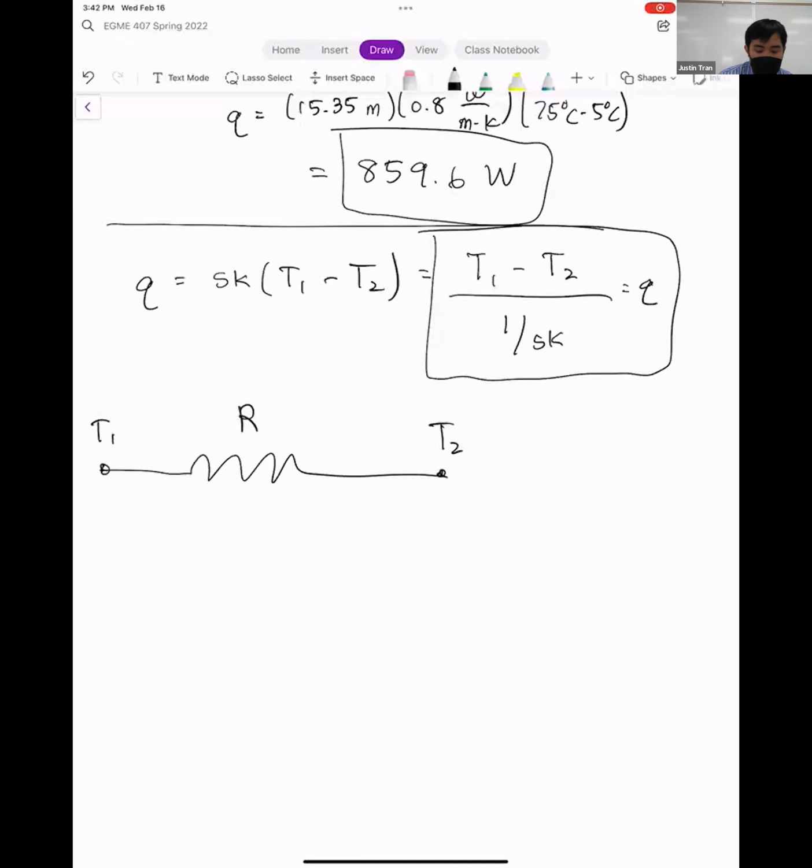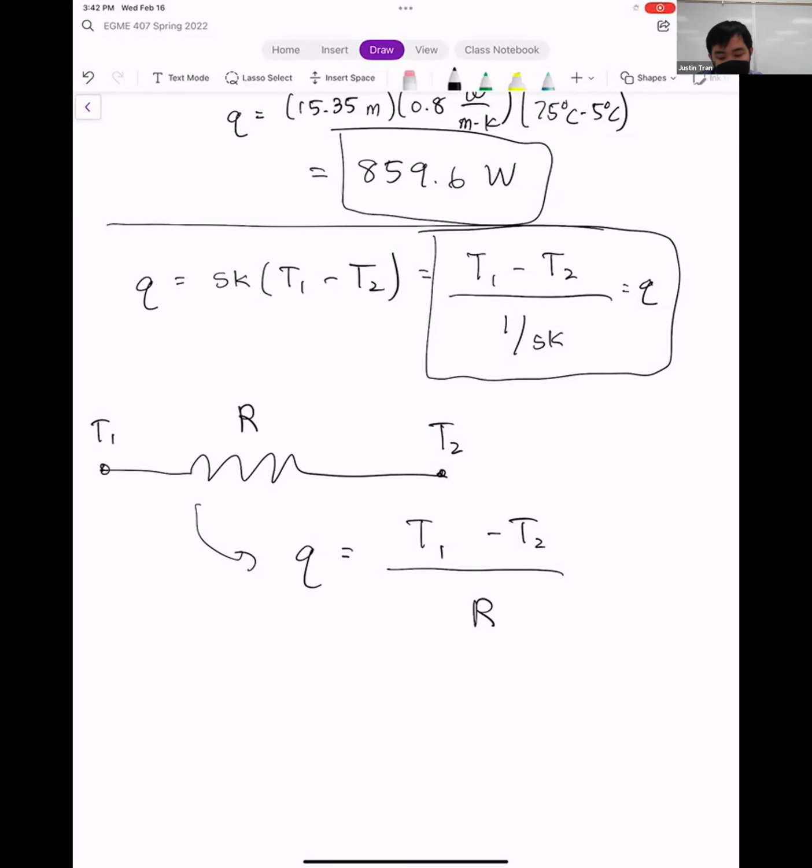Where we have temperature T1 and temperature T2 separated by a resistance. We know that in situations like this, the heat transfer is equal to T1 minus T2 divided by the resistance, where the resistance can take many different forms, depending on if it's a conductive resistance or a convective resistance.